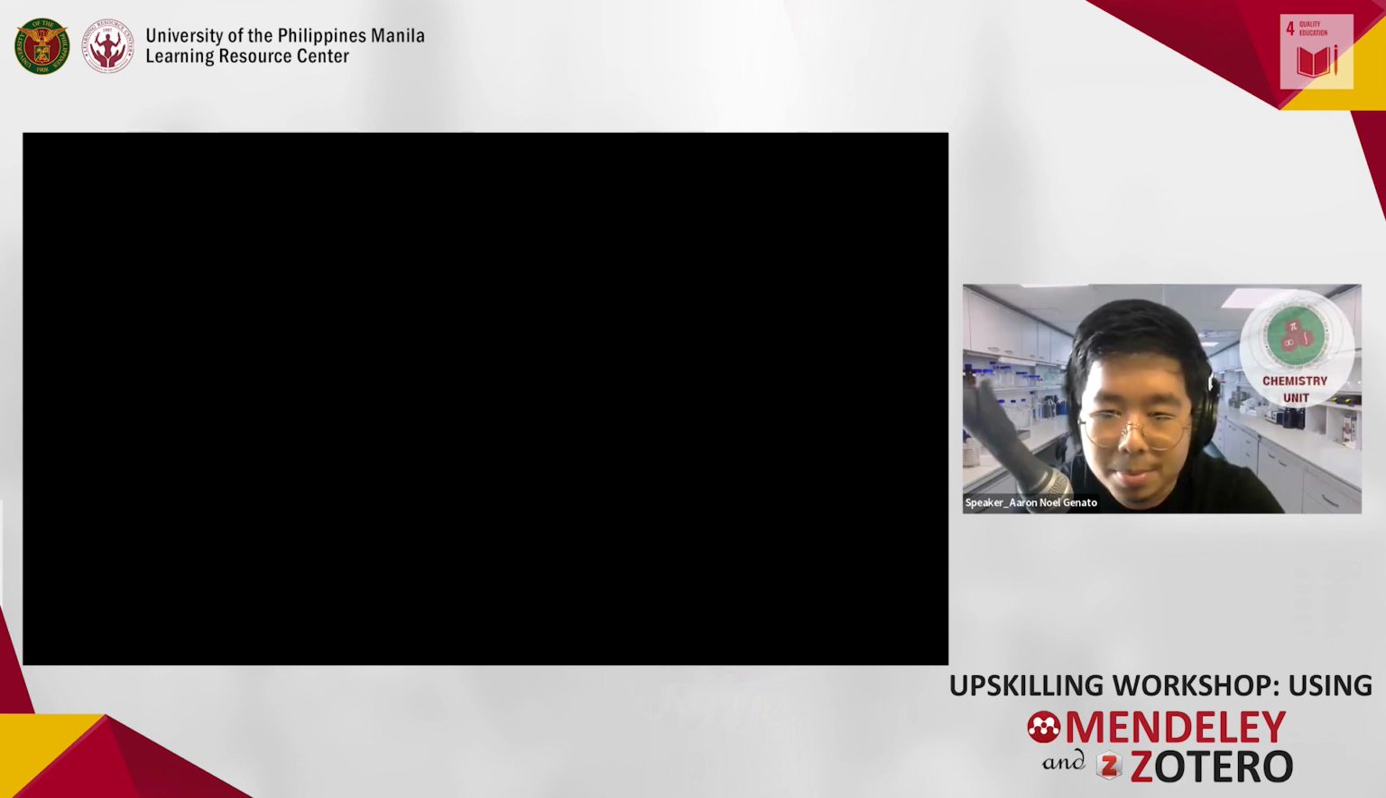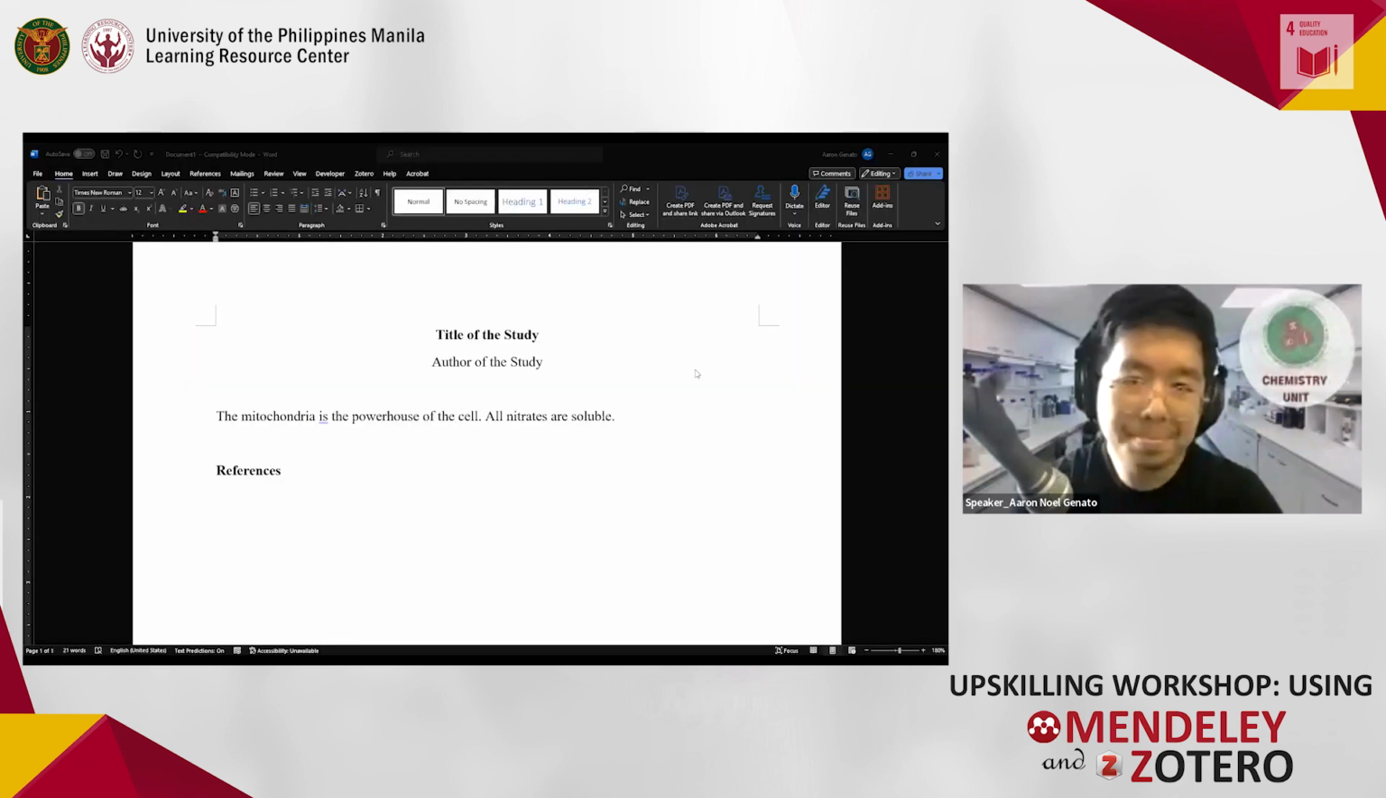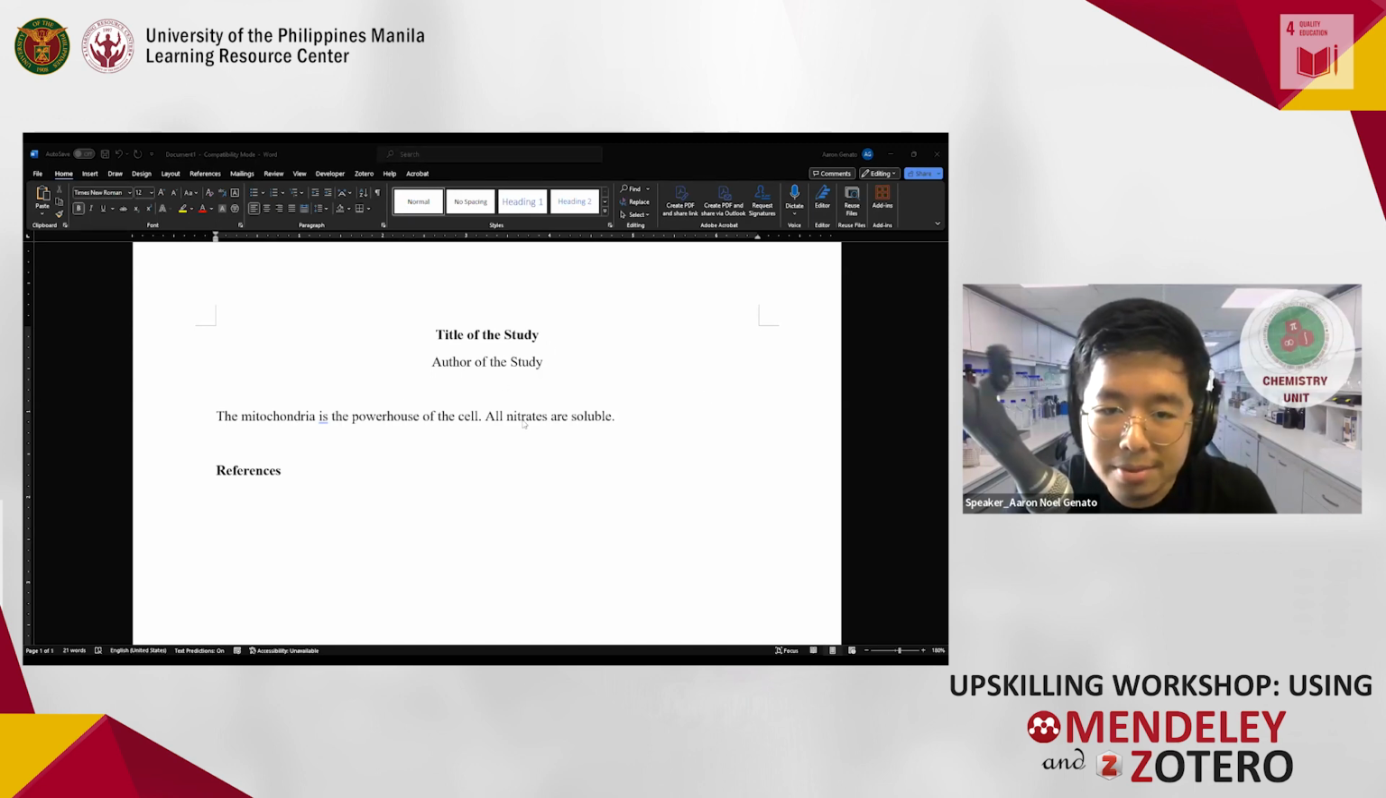Which I have open, which is Microsoft Word. There's written here a filler text. Okay. So you have your title, you have the authors, and you have the body text. And then at the end of the body text, you'll probably add your references.